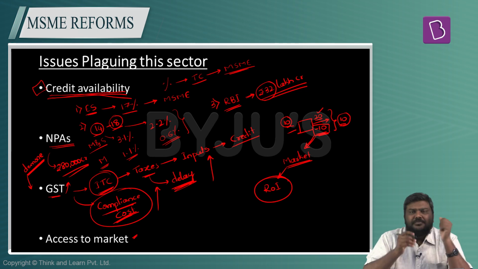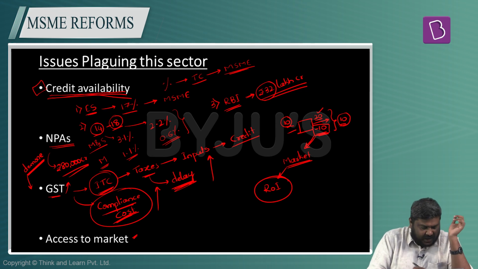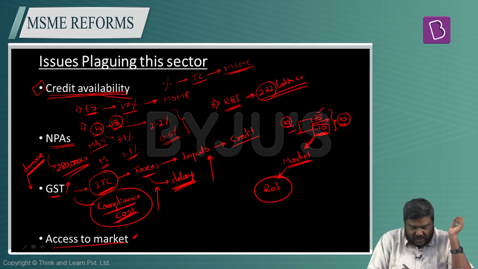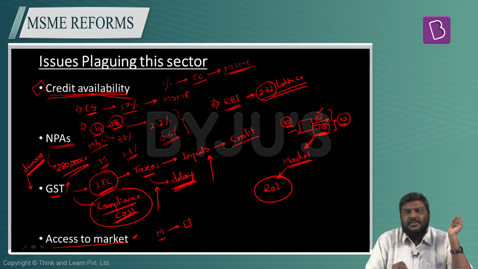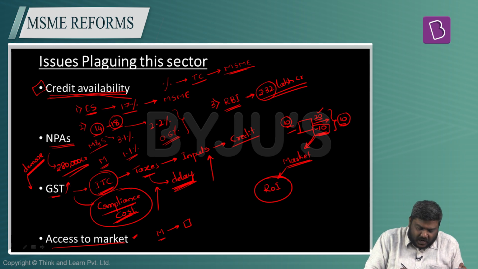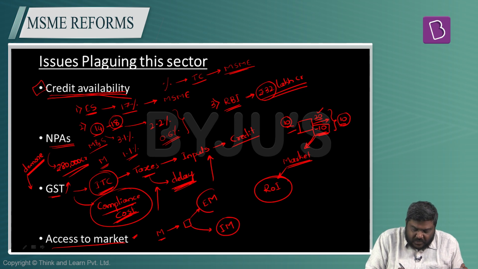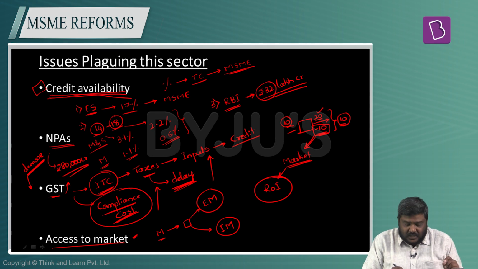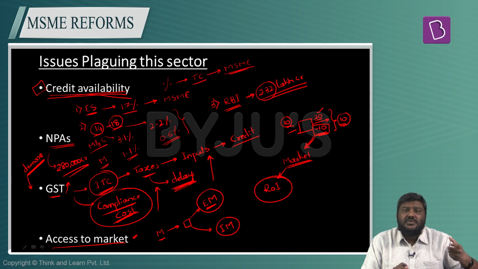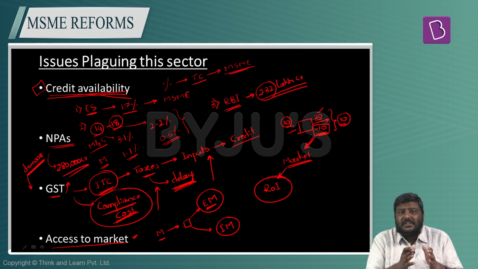The next issue which is plaguing this sector is access to market. Now let's assume I own a micro enterprise. I've produced a certain set of goods. If I want to sell these goods, either I'll have to sell them in the external market or in the internal market. Now the MSME sectors are suffering because they are unable to sell in the external market because of trade wars, because of imposition of tariffs on these goods in markets such as, let's say, USA, because of the trade negotiations which are yet to be concluded by the Government of India.